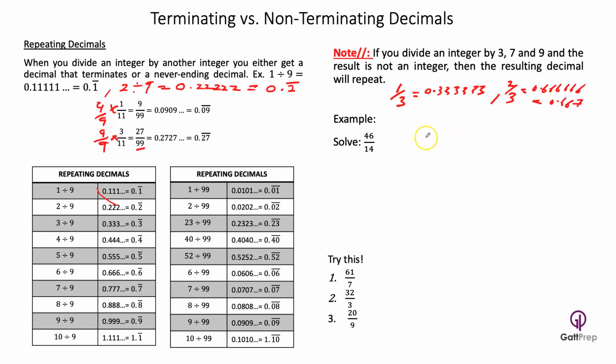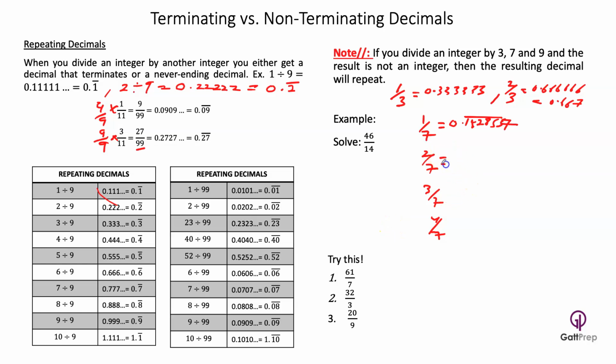Now let's look at 7. If you have 1 divided by 7, we know that 1 divided by 7 is 0.142857, and this whole number will repeat: 142857. Once you know this, it's easy to know what 2 divided by 7 is, or 3 divided by 7, 4 divided by 7. If you know these fractions, you will be able to do any number divided by 7.